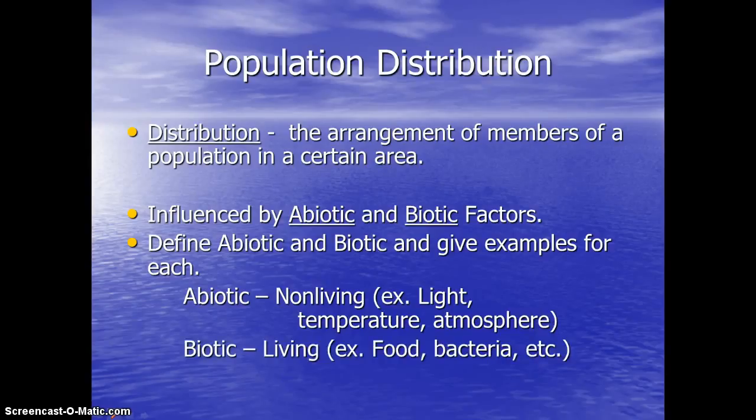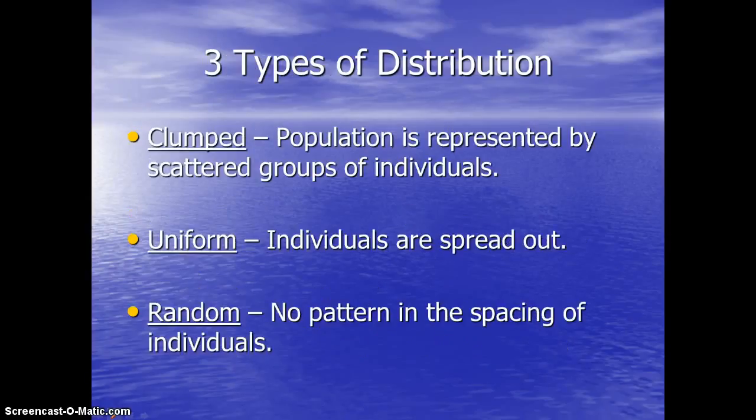Biotic factors would be anything living in that particular area or habitat that can influence distribution, like the amount of food available, or a bacteria that causes diseases. So anything that would be considered living would be biotic. So abiotic and biotic factors have a big influence on how populations distribute themselves in a particular environment.